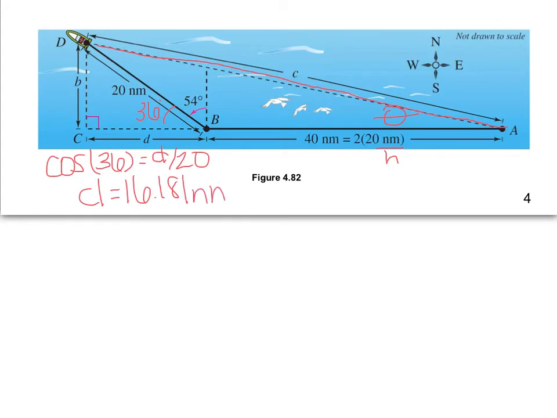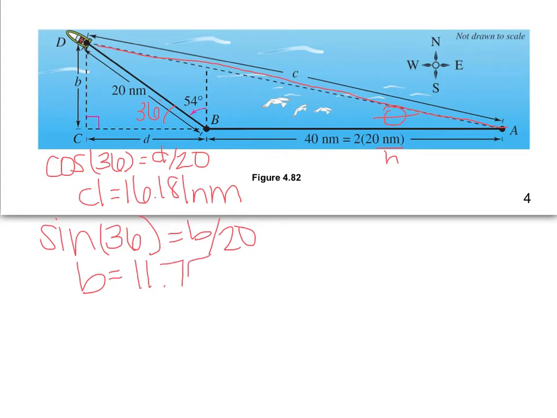16.181 nautical miles. Solve for opposite by using sine 36 equals b over 20, which b comes out to be 11.756 nautical miles. So now I need you to remember to keep these numbers stored in your calculator so you can recall them, because we do not want to round anything until the very last answer.